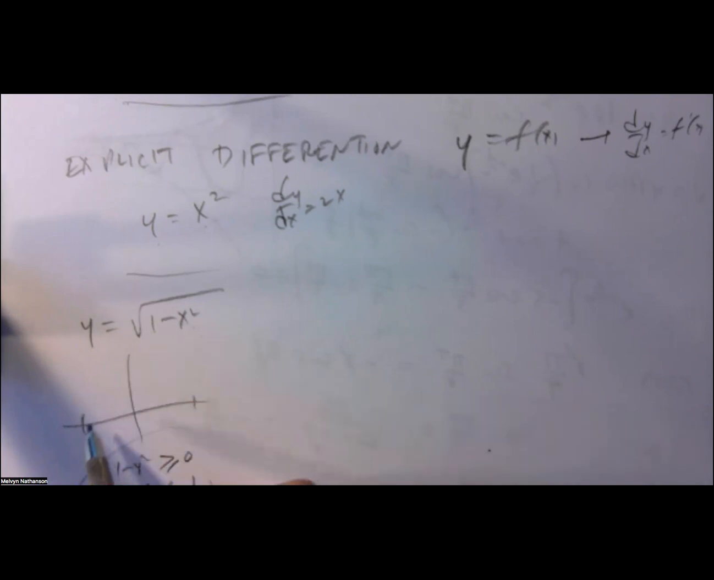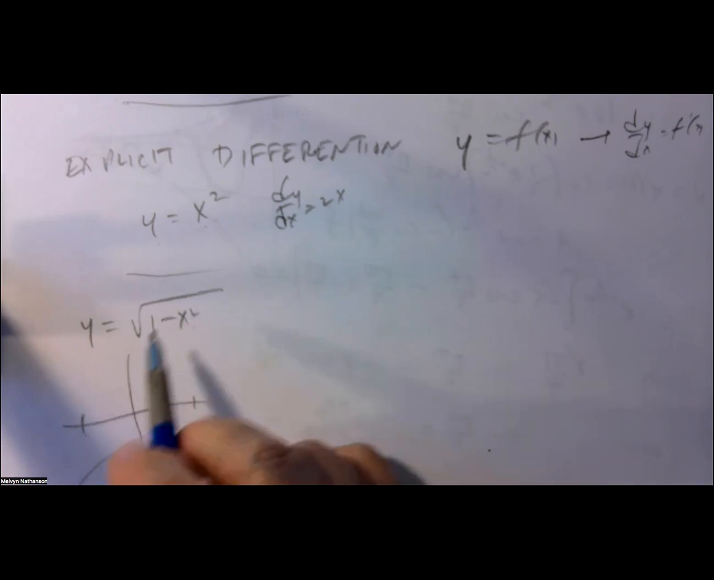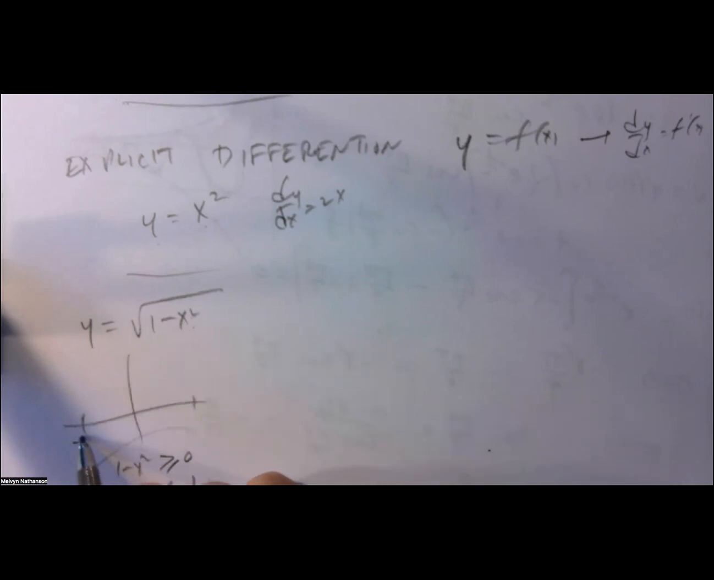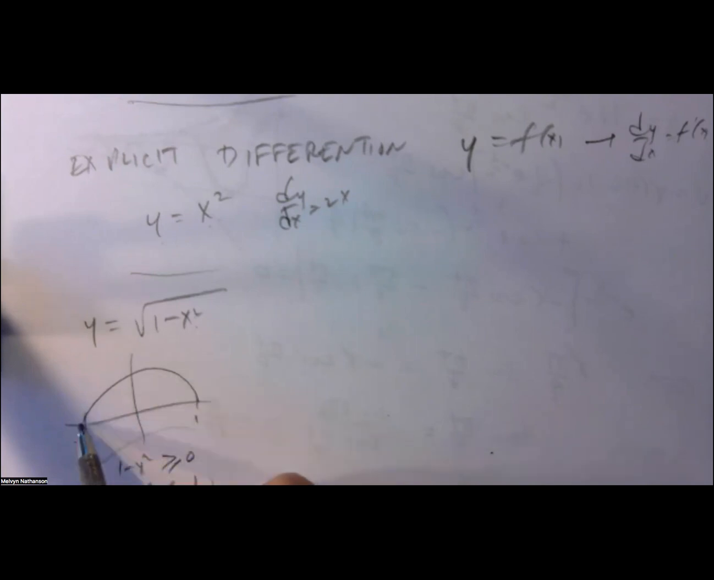And so the domain of this function, where this function is defined, is a function of a real variable with real values. It's defined for x between minus 1 and plus 1. And the graph is just the top of the circle of radius 1, the semicircle. That's what this function looks like.